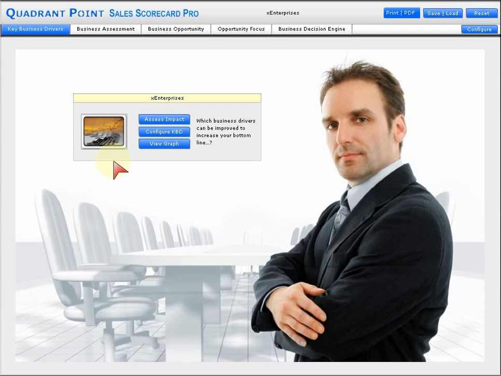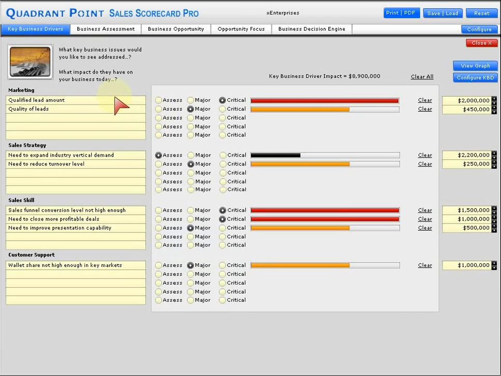Welcome to Sales Scorecard Pro, a decision engine designed specifically to look at sales performance opportunity gains. It starts first with key business drivers, where we look at assessing the impact of different issues that may face your business today, whether it's marketing, qualified lead amount, quality of leads, sales strategy, perhaps sales skill areas, such as the need to close more profitable deals.